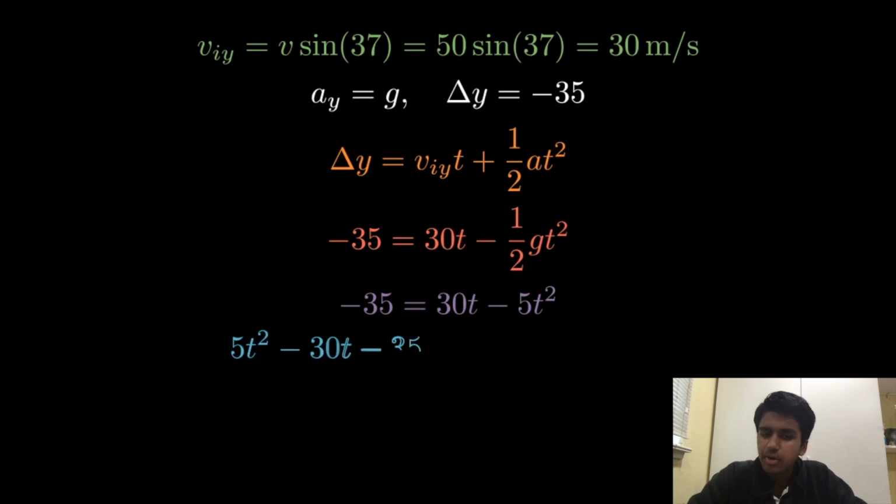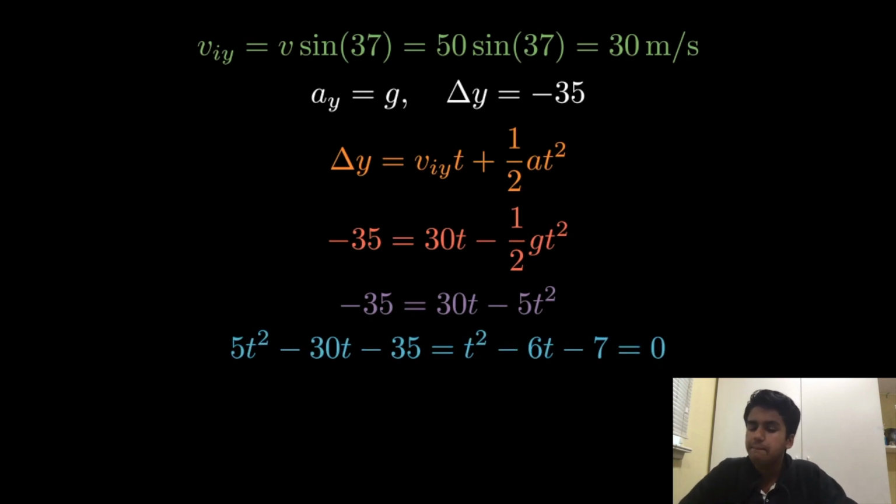So now we can divide both sides by 5 and rearrange this to get t squared minus 6t minus 7. And if we factor this, we get t plus 1 times t minus 7. And then minus 1 can't be a solution to this because time can't be negative. So that means time is 7 seconds for this motion.